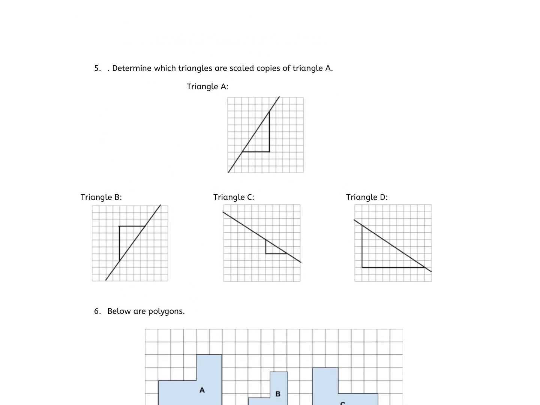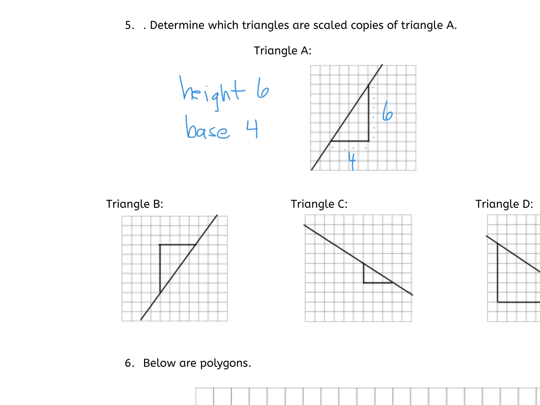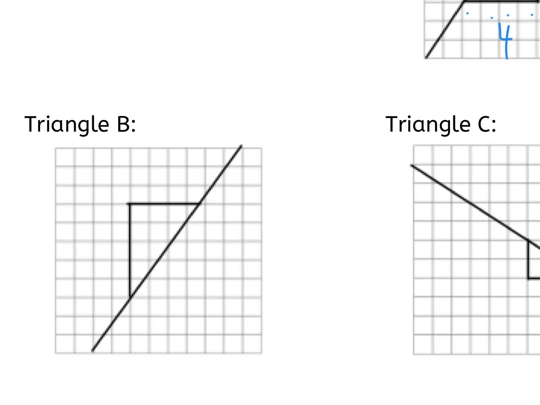Okay, number 5, determine which triangles are scaled copies of triangle A. So let's look at the properties of triangle A. If I'm looking here, it looks like it has a height 1, 2, 3, 4, 5, 6. So the height is 6. And then the base here is 1, 2, 3, 4. So the base is 4.